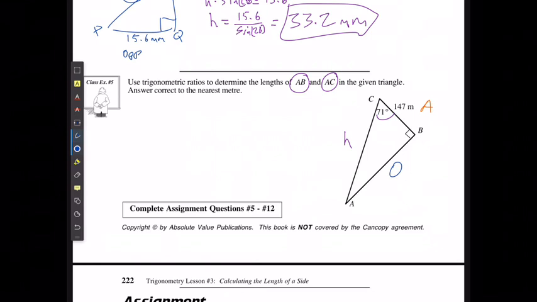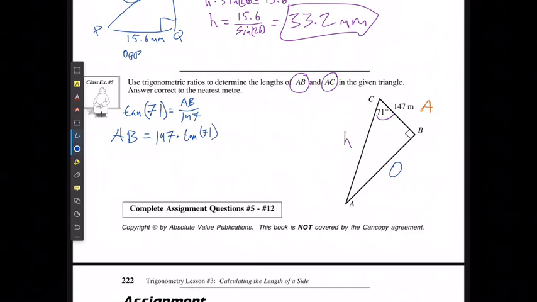So I'm going to say that in this case, tan of 71 is equal to the side length of AB divided by 147. Side length AB is going to equal 147 multiplied by tan of 71, which means that AB is going to equal, to the nearest meter, 427 meters.